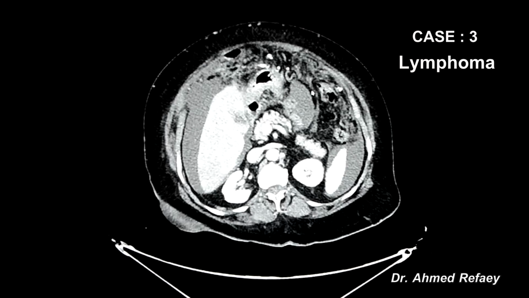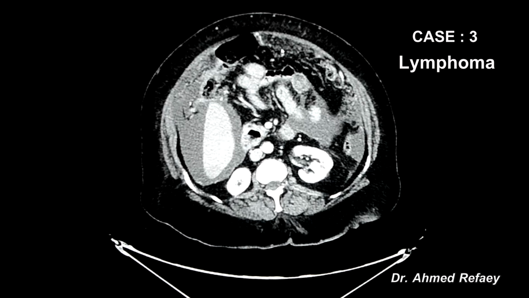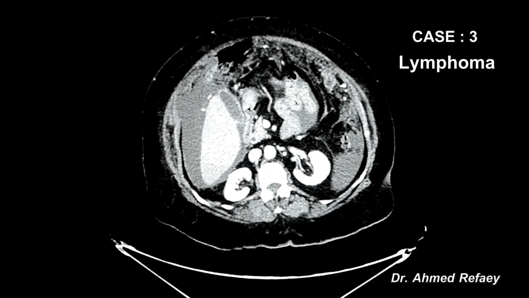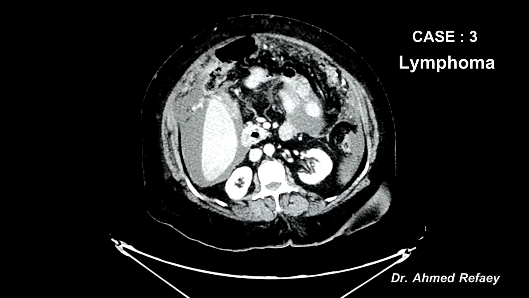Regarding any case of omental cake like this, you have a limited differential diagnosis: either lymphoma, or tuberculous peritonitis, or peritoneal carcinomatosis, or metastasis to the peritoneum, and the most common primary tumors are cancer of the ovary, cancer of the stomach, and cancer of the colon. So this is everything regarding the omental cake sign on CT of the abdomen, its radiological appearance, and its differential diagnosis. Thank you very much.